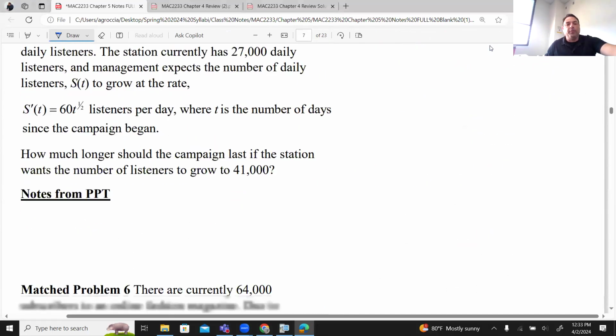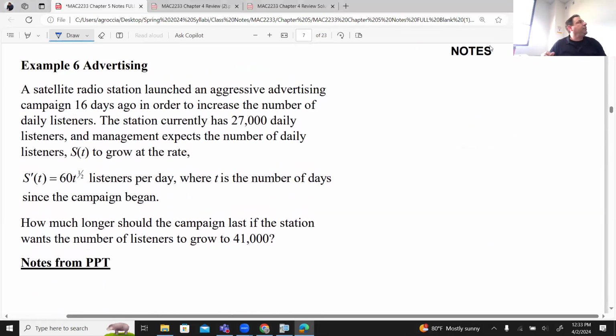So our last word problem, then we're done for today. Example 6, advertising. A satellite radio station launched an aggressive advertising campaign 16 days ago to increase the number of daily listeners. The station currently has 27,000 daily listeners, and management expects the daily listeners to grow at the rate of change, derivative of S, S prime of t, 60 t to the 1/2 listeners per day.